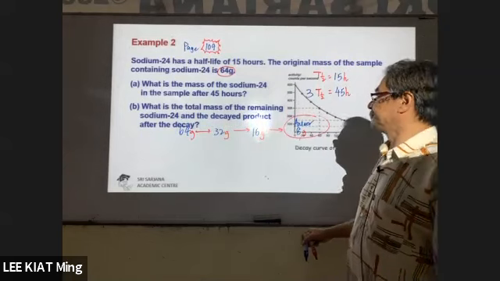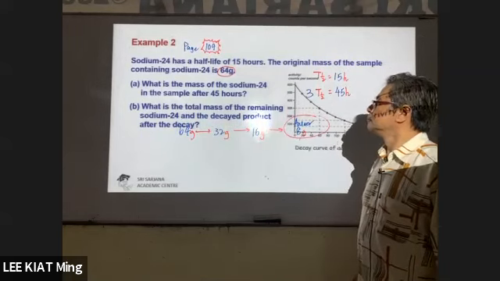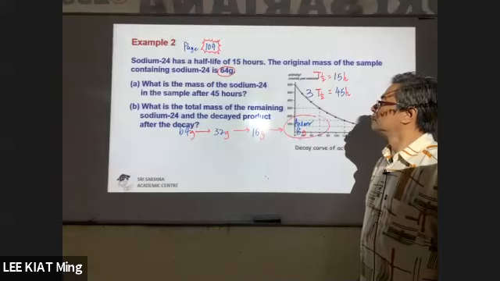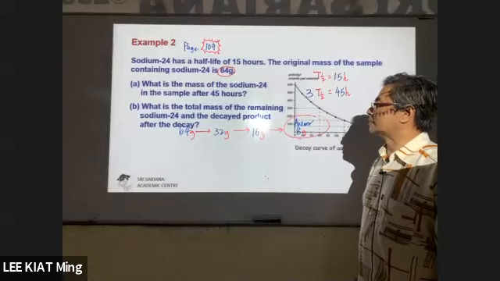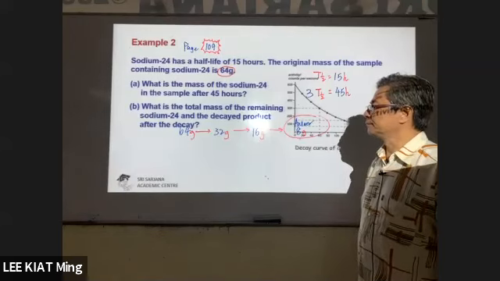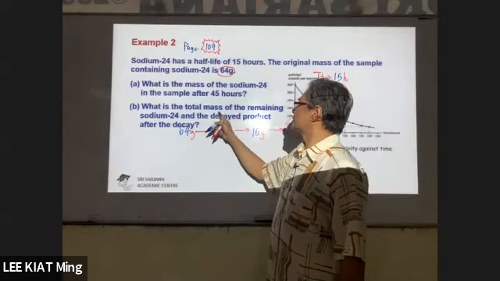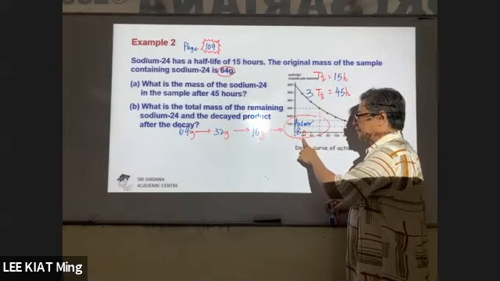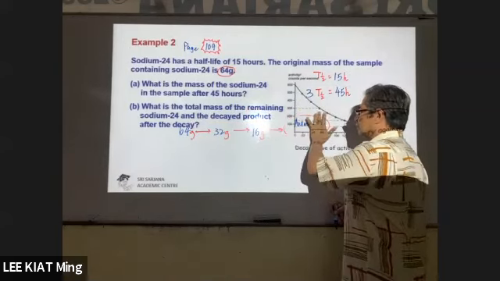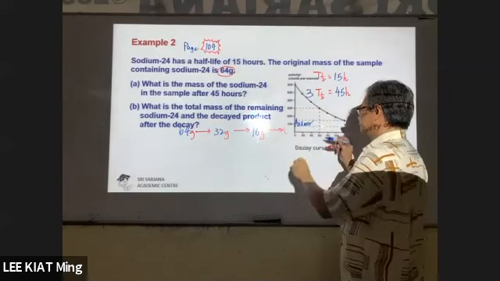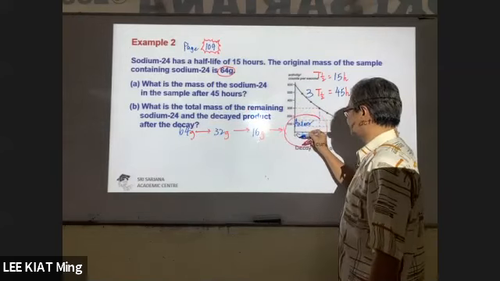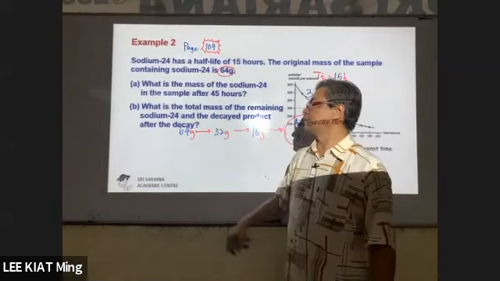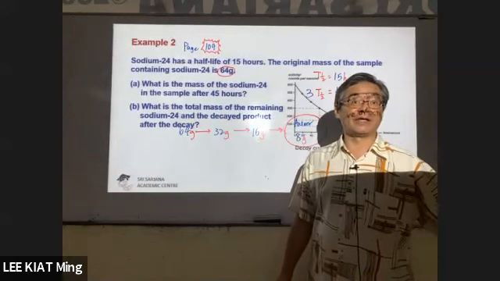Okay, B. What is the total mass? This one is trying to cheat you. What is the total mass of the remaining? This is the remaining? It's the remaining. What is the total mass of the remaining? It's the remaining. But I try to cheat you. And the decay for that. Remaining and the decay. How many decay?